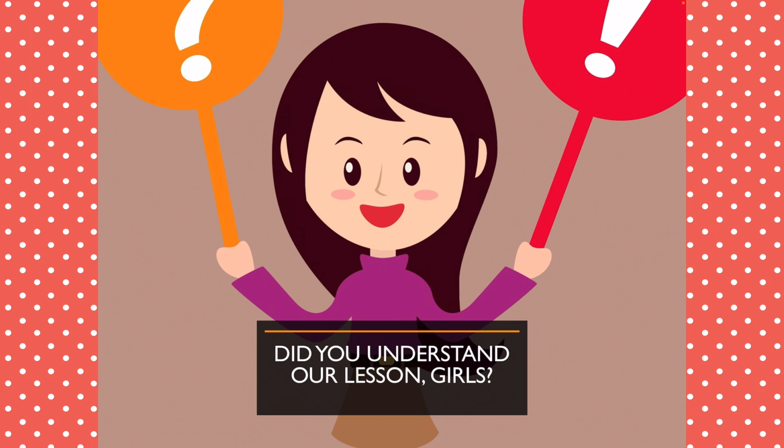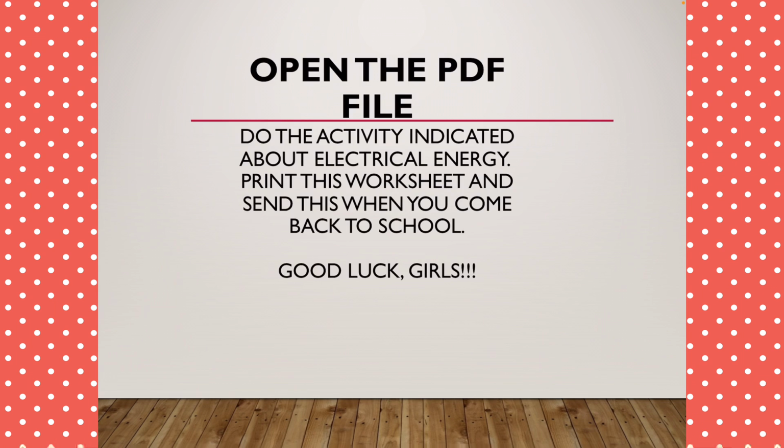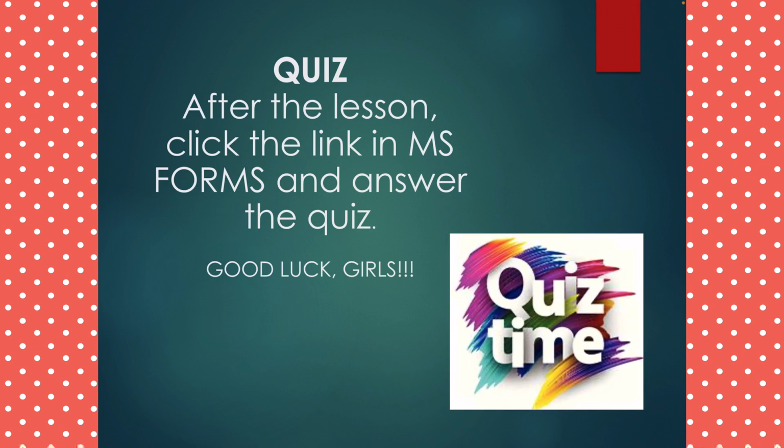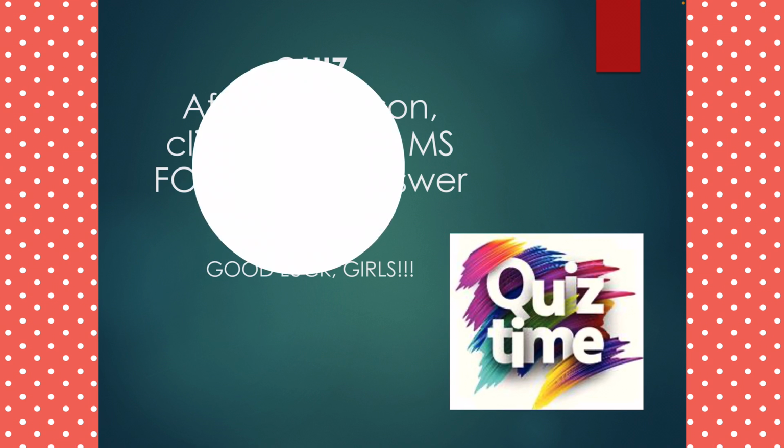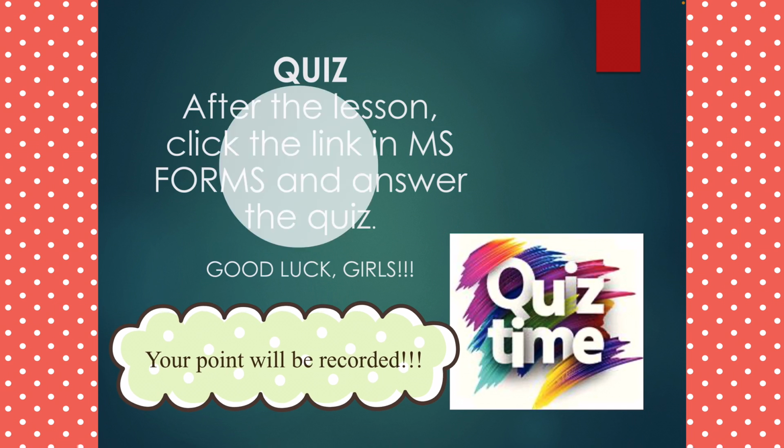Okay, very good. Now let's do the activity time. I'd like you to open the PDF file and do the activity indicated about electrical energy. You have to print this worksheet and send this when you come back to school. Good luck! After our lesson, you click the link in MS Forms and answer the quiz. Answer the quiz today. Your point will be recorded.